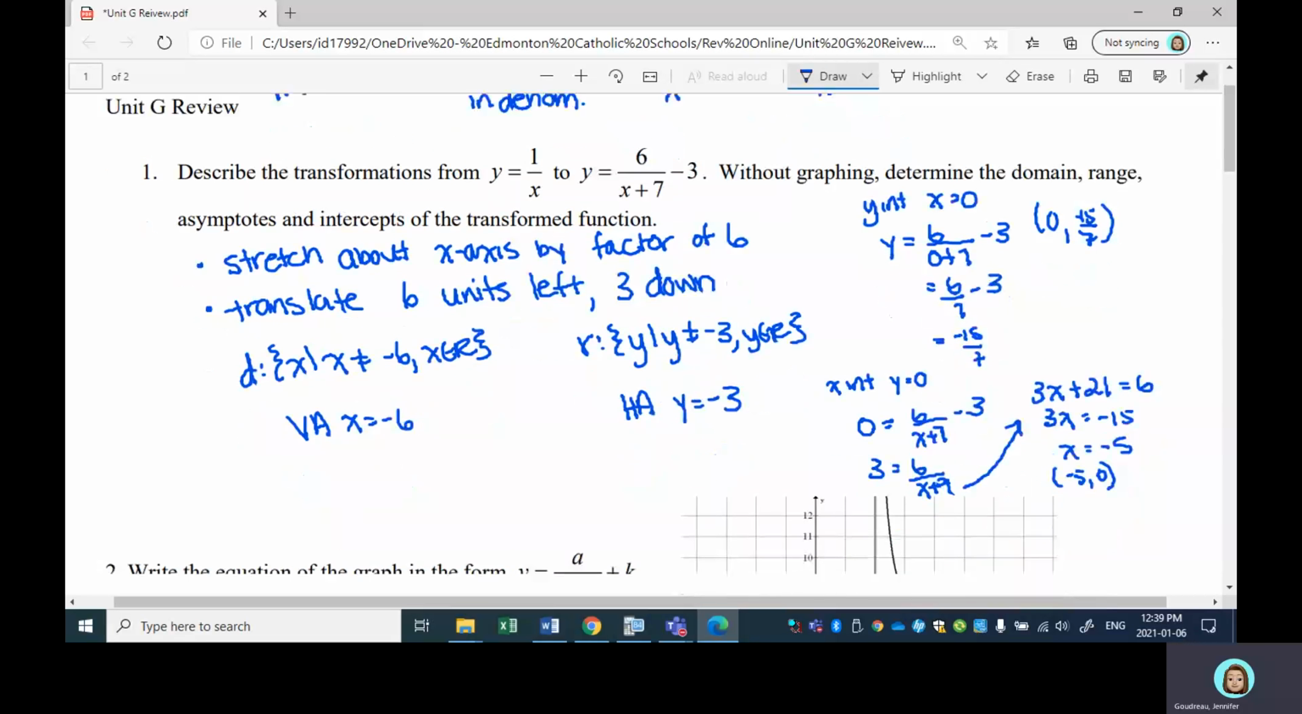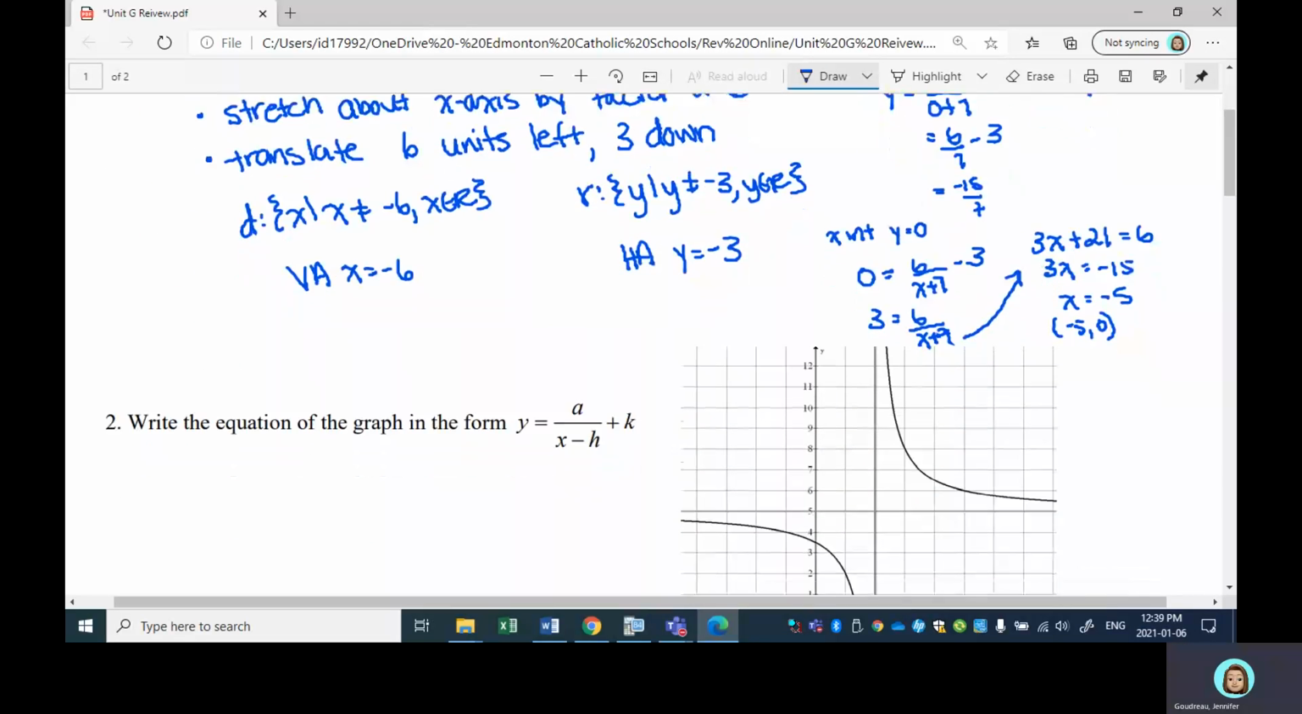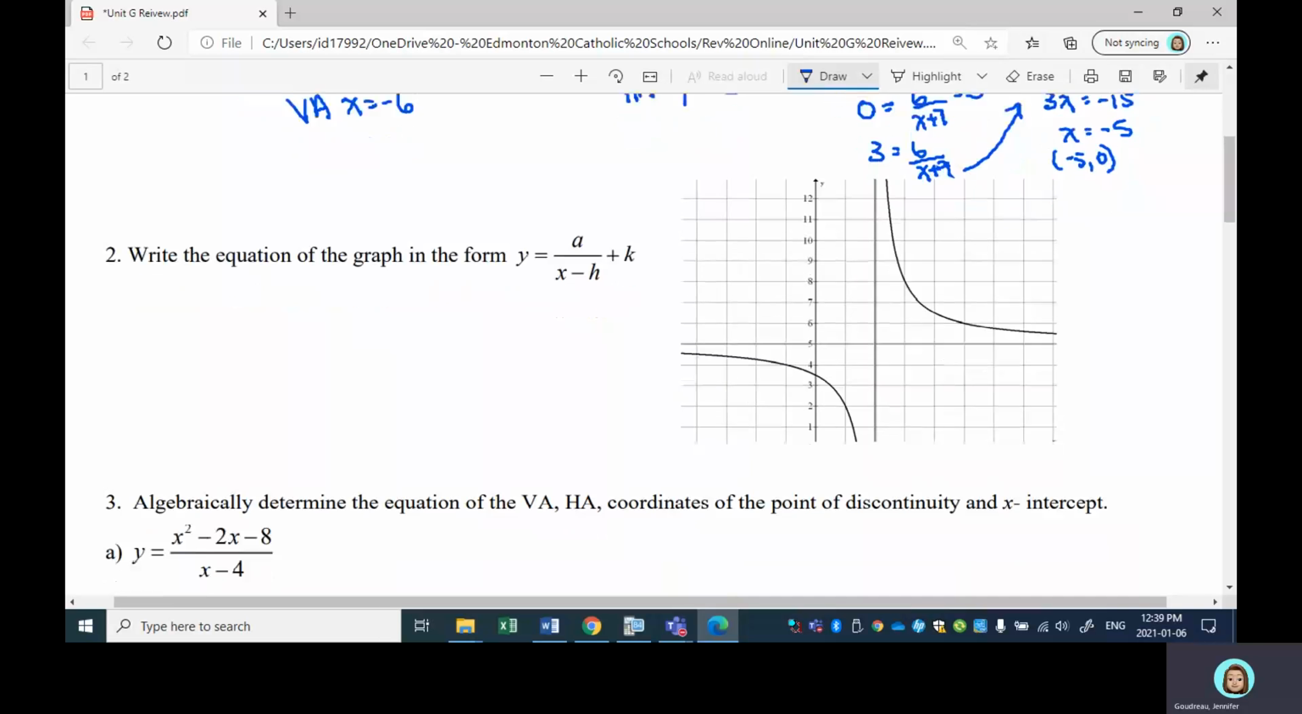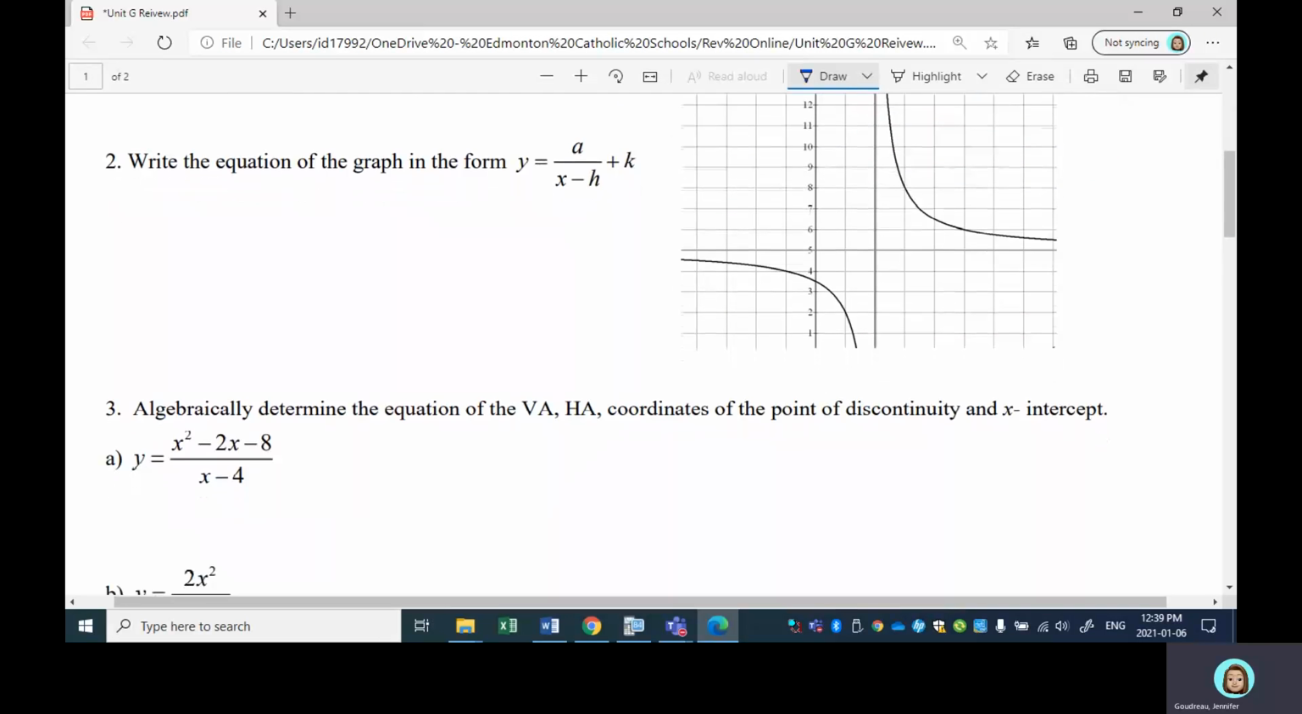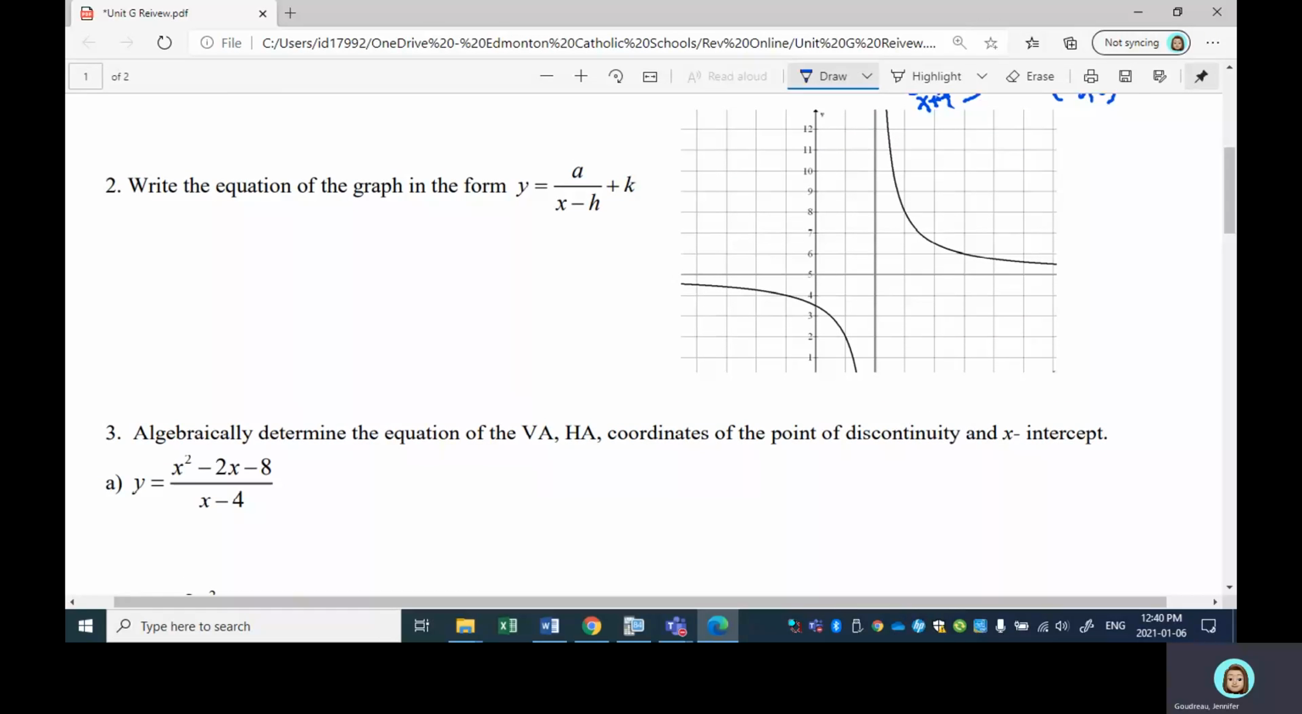In question 2, we are also going to deal with a rational function in this form. So we're dealing with the transformation form. What we want to do in this one, though, is take the given graph and write the equation. And again, we're going to start with what we talked about in the previous question, understanding that the vertical asymptote is going to be connected to our h. The horizontal asymptote is going to be connected to the k value.